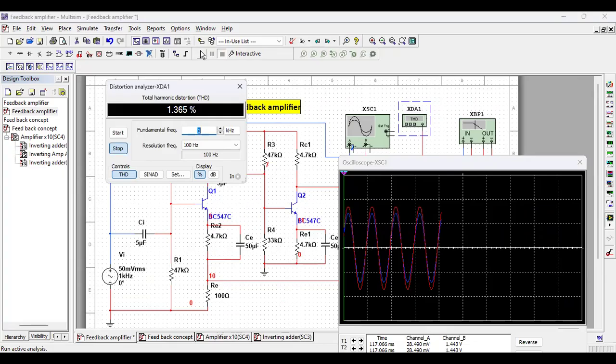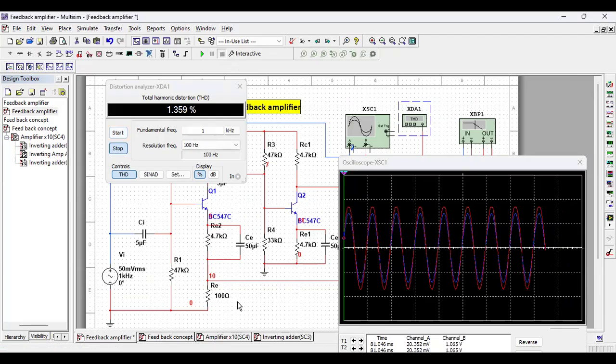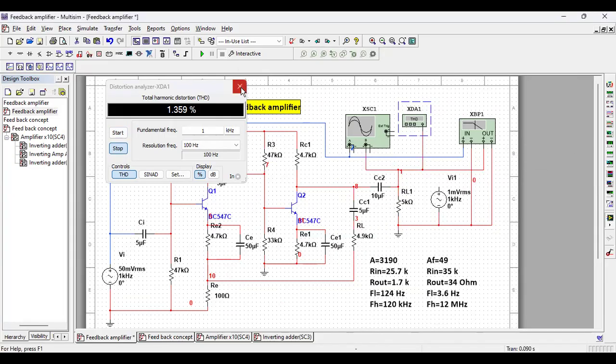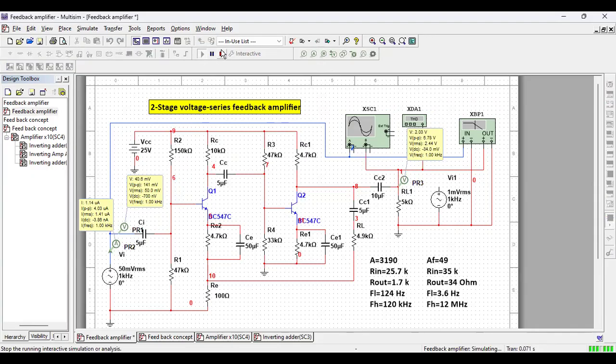What is the distortion? Distortion is less than 1%. Now, let us check the various parameters. I'll switch off the oscilloscope. We shall switch off the distortion meter. Then we shall now put the probes. This is the voltage probe. This is the current probe. And we need another voltage probe here. Run once again and see the meter readings.